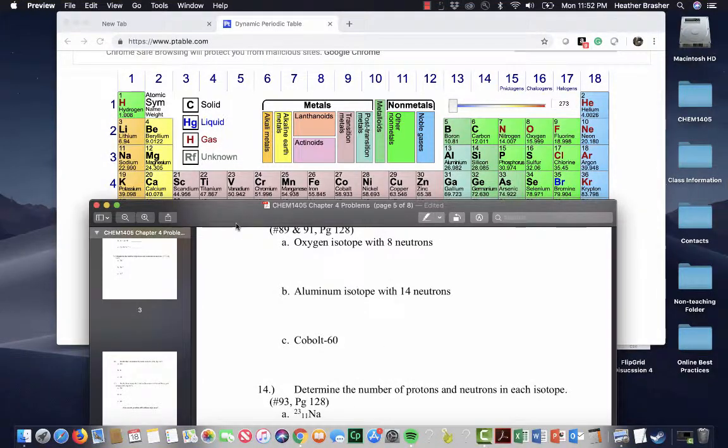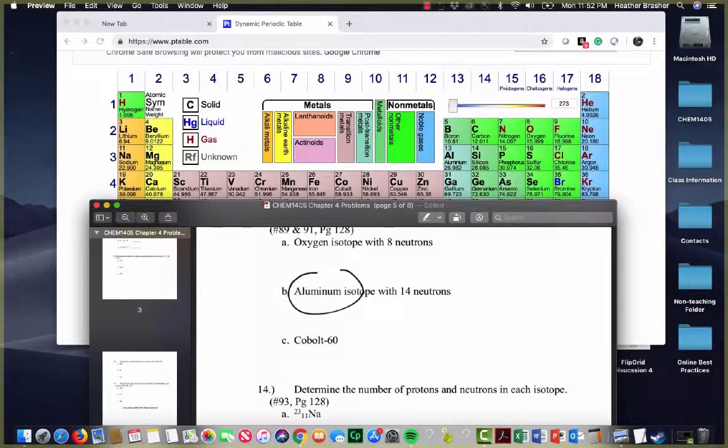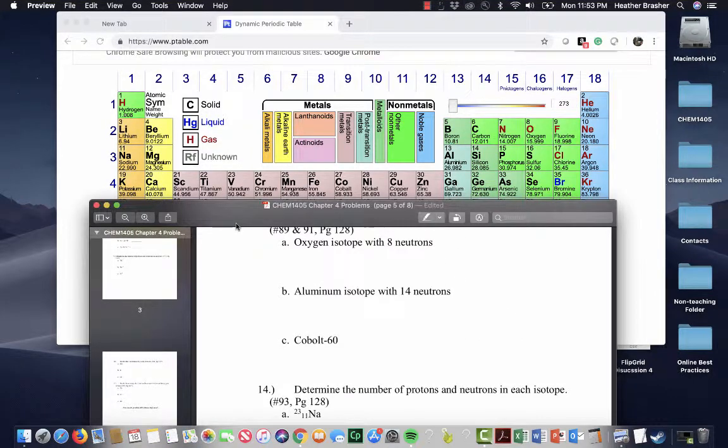So basically, gist of this is just find where they are on the periodic table, right? Find out how many protons they are, and then just add that to get the mass. And that goes on the top, right? And then this goes on the bottom. And then you just put the symbol, there. And that's generally how they write isotopes.